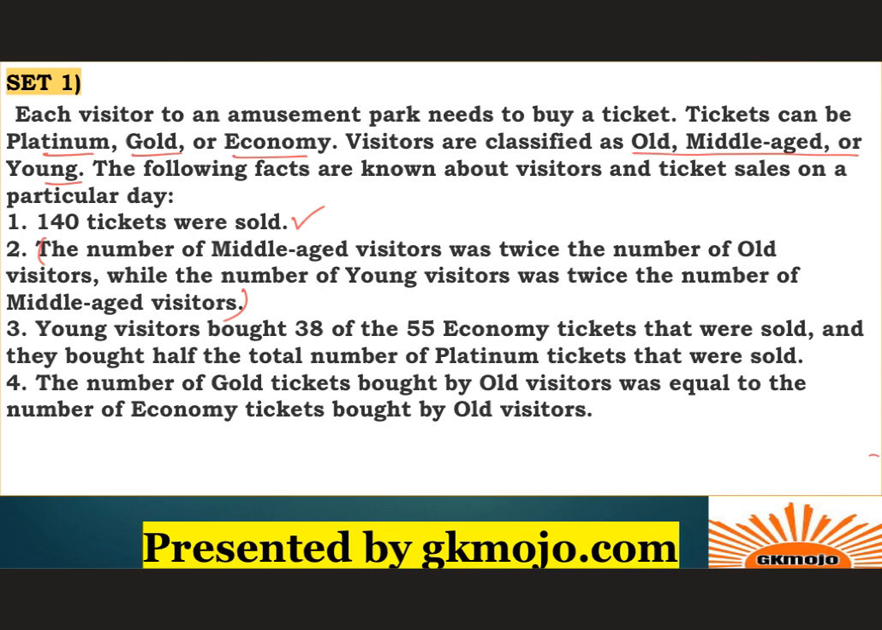Third point, young visitors bought 38 of the 55 economy tickets that were sold, and they bought half the total number of platinum tickets that were sold. Again, some conditions that we will straight away fill in the table once we are up to that. Fourth point, the number of gold tickets bought by the old visitors was equal to the number of economy tickets bought by the old visitors. Again, one conditional point. So total 4 points are there, and with the help of these 4 points we'll have to constitute a table and solve the 4 questions that will be following this set.